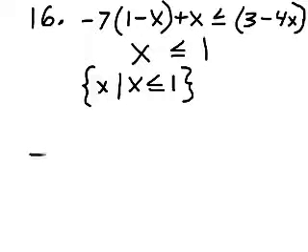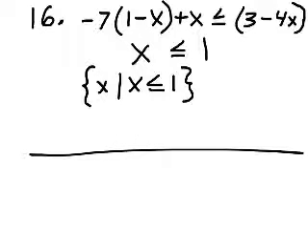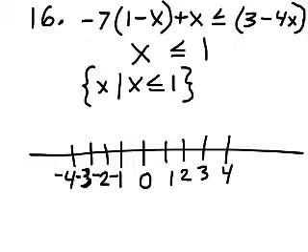And then if we graph this, since it's less or equal to, we'll use the bracket. And x is less or equal to, so the bracket's going to go in the direction that the x is. Just like that.